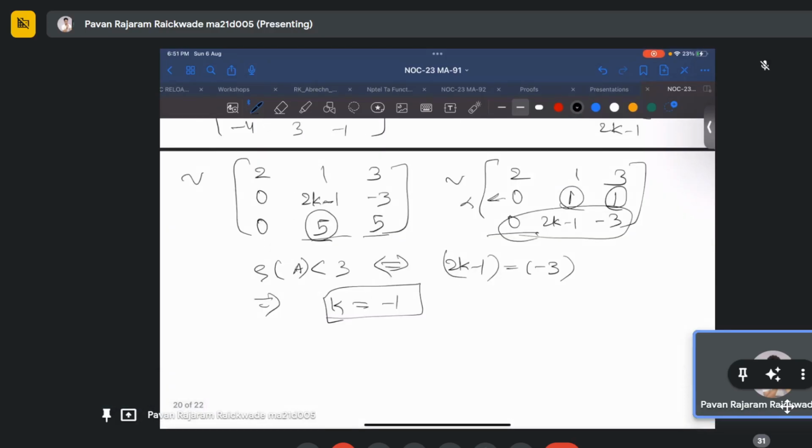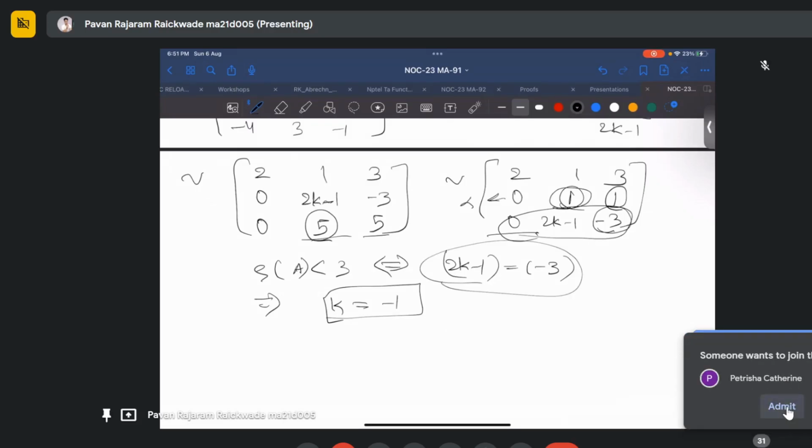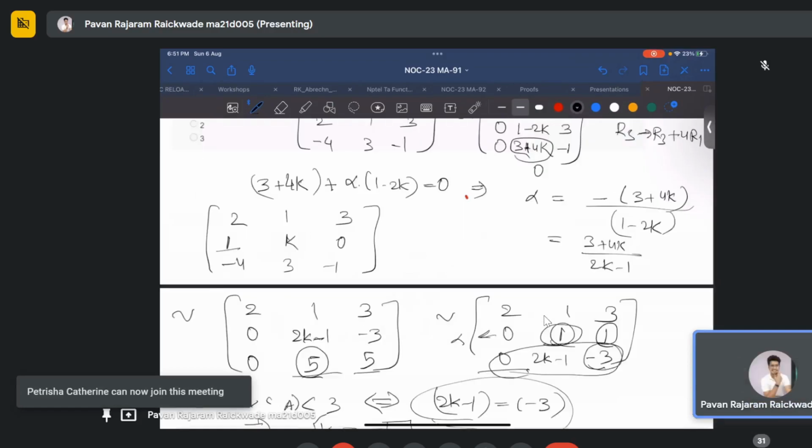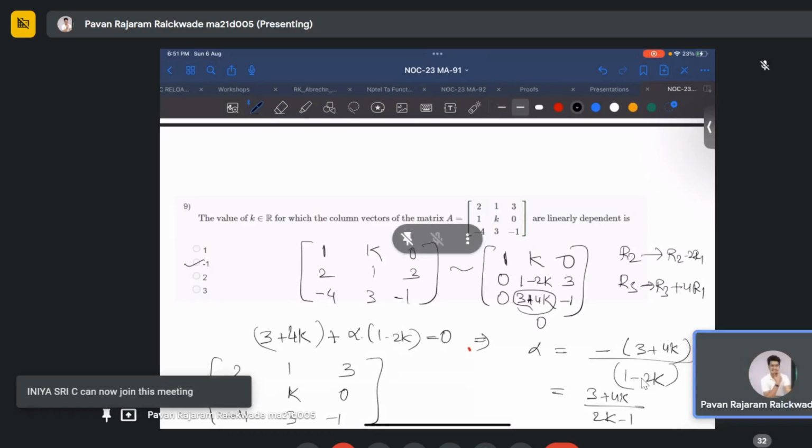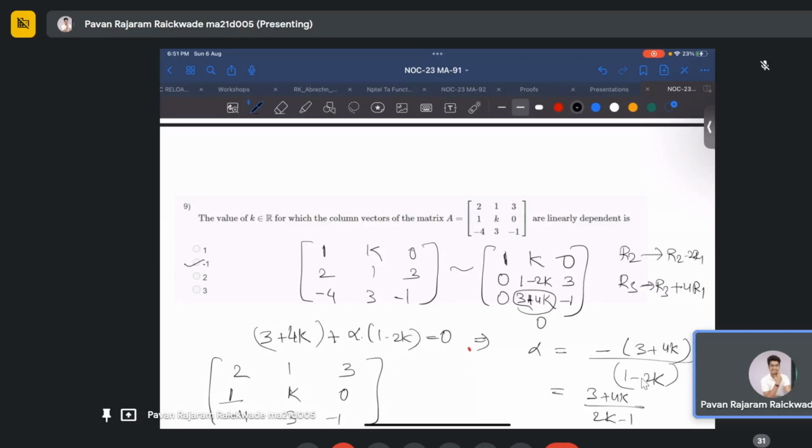Okay, I hope you understand it. Or you can also do one more thing. You can multiply the second row by 2k minus 1 and then subtract these two rows. Then you get something here which is the same. In fact, minus 3 minus 2k minus 1. Is there any doubt in this question? If there is any doubt, you can just raise a hand or type it in the chat box. If not, I'll proceed.